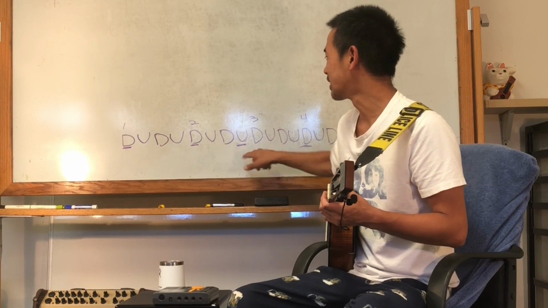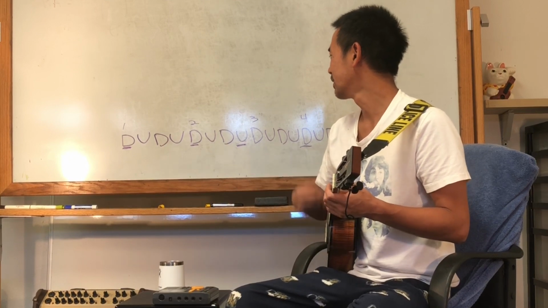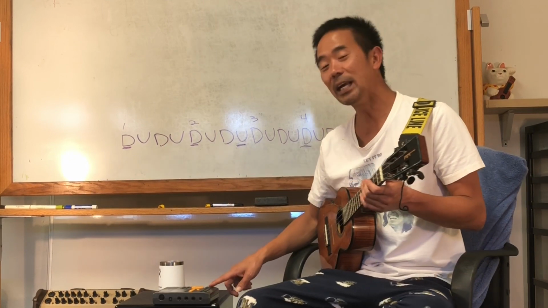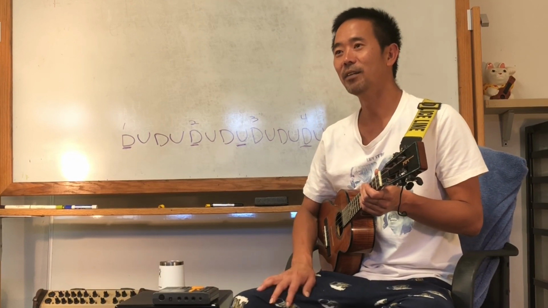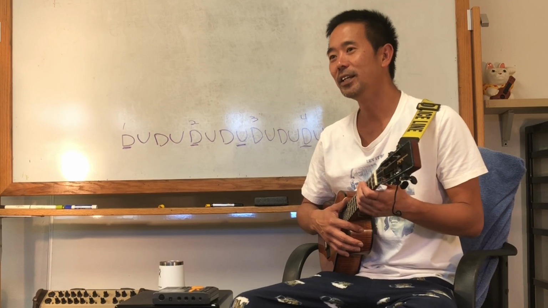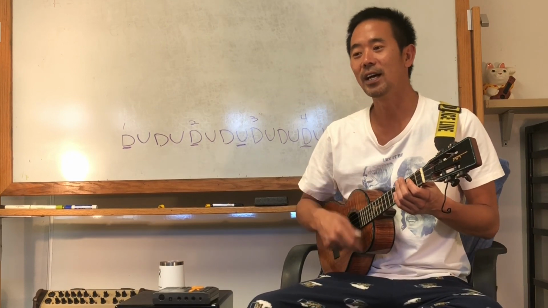Now let's try. Let's stop on this accent. Down, down, down, up. Okay? So same thing now. Don't forget to kind of remember the saying: down, up, down, up, down, up, down, up, down. So here we go. Ready, go. Down, down, down, up.